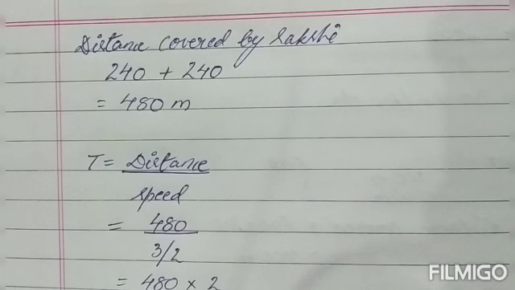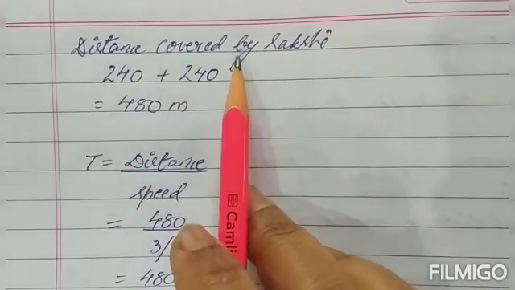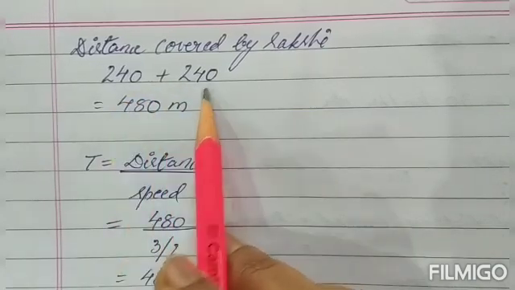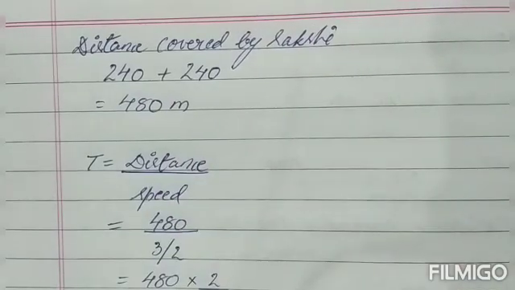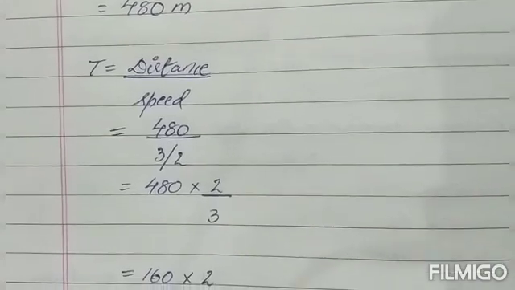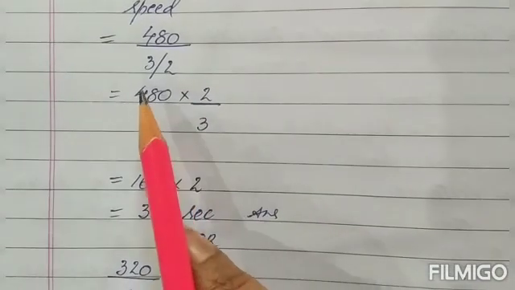Now in the second part of the question, children, they had told that Sakshi is going to the school and coming back covering a distance of 240 meters. So the total distance covered by Sakshi is 240 plus 240, that is 480 meters. We have to calculate the time. Time is equal to, use the formula distance upon speed. Now distance is 480 and speed in meters per second we just changed, that is 3 upon 2.